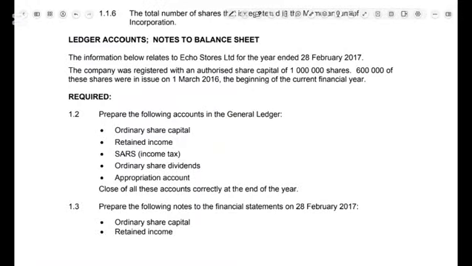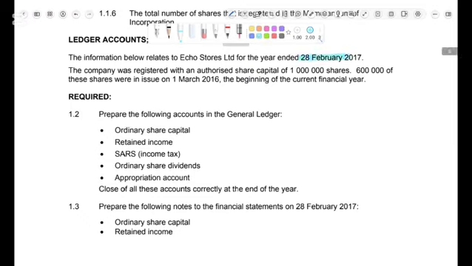So they are saying that the information below relates to Eco Stores for the year ended 28 Feb 2017, right? So I always make sure that I highlight the important stuff, right? My year end. The company was registered with an authorized share capital of 1 million shares, right? That just means that the company is allowed to issue up until 1 million shares. They can never sell more than that. Then 600,000 of these shares were in issue on the 1st of March 2016. That is the beginning of my financial year.